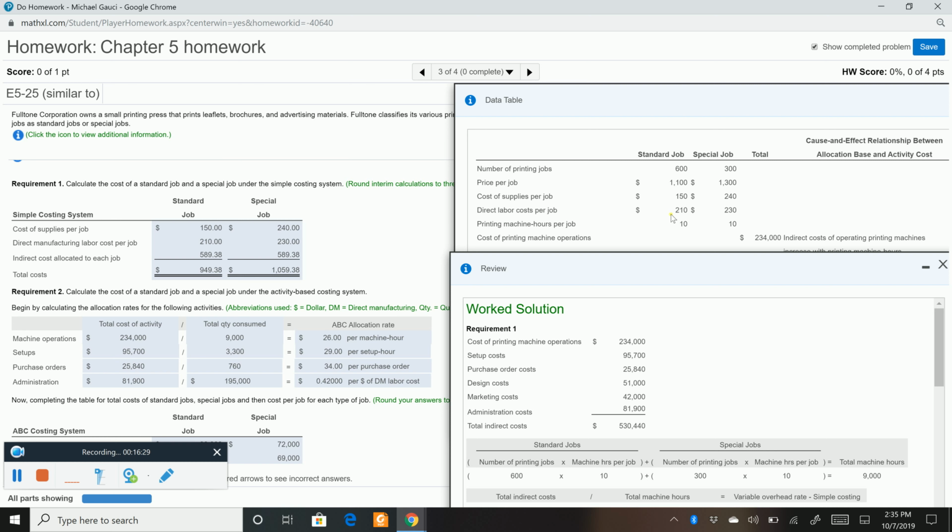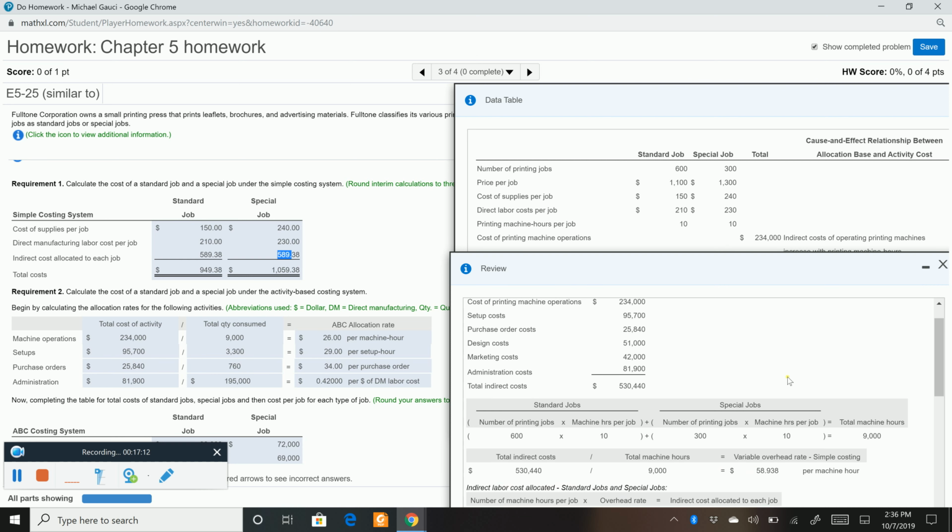So we have our direct materials. For the standard job, the direct materials is $150 per job, and the special is $240. The direct labor, standard job $210 per job, the special job is $230 per job. So we're going to put those numbers into the answer. Now the next question is, how do we allocate the indirect costs to each job? Now with a simple costing system, we are going to use one method to basically allocate all of our indirect overhead.